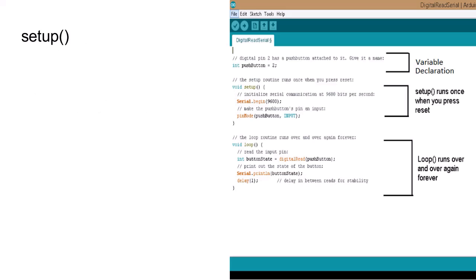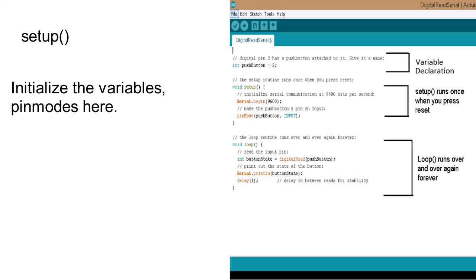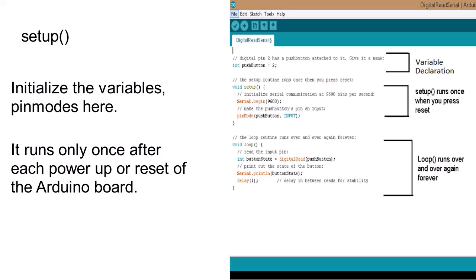section. The setup function is called when a sketch starts. We use it to initialize variables, pin modes, and to start using libraries. The setup function will run only once after each power-up or reset of the Arduino board.